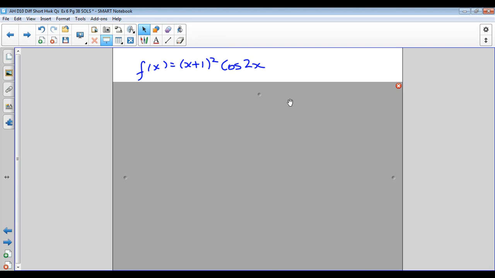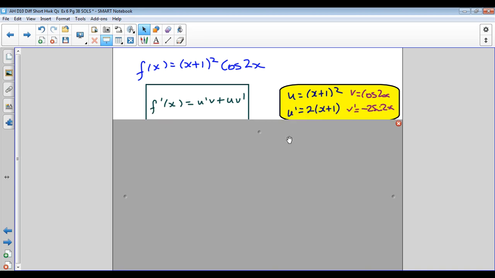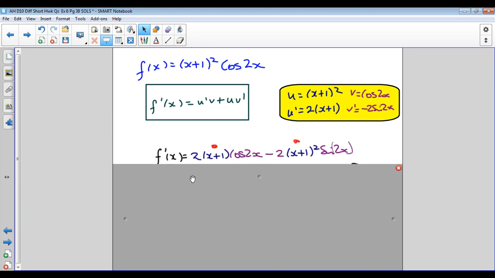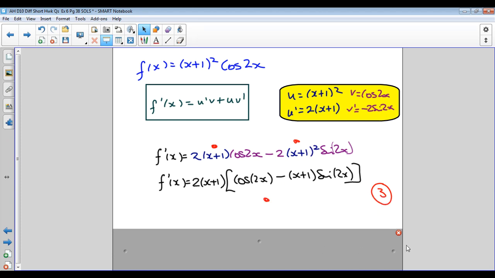And then we've got the product rule, x plus 1 squared times cos 2x. So you know your u and your v, 2 bracket x plus 1 to the 1, and then minus 2 sine 2x. What's your signs? U dash v and uv dashed. Notice you've got a 2 in both, you've got an x plus 1 in both. You cannot pull out a common factor of 2x. Cos 2x is not the same as sine 2x. So let's pull out 2x plus 1, and you're left with cos 2x, take what's your sine, and then you've still got an x plus 1 bracket, and that's it. That is it.